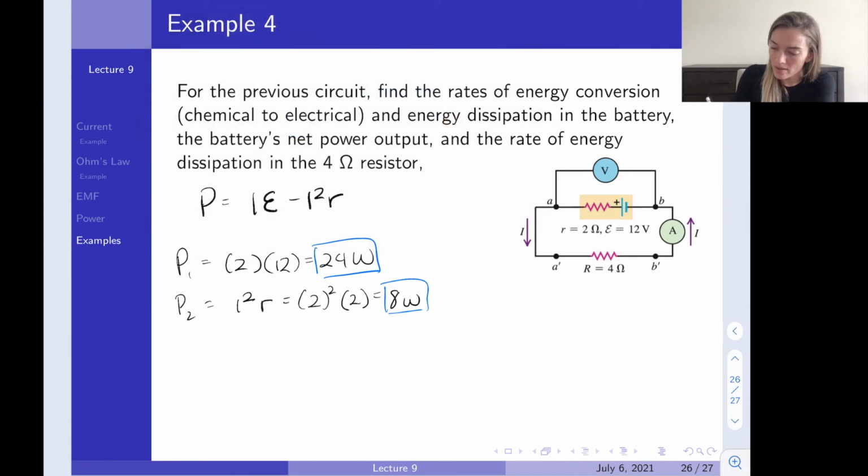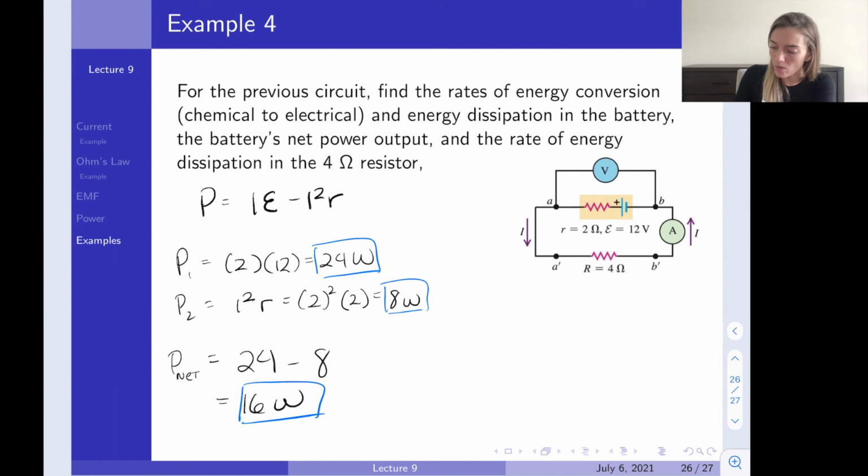And now the battery's net power output. The battery's net power output will be this whole thing, so it will be this minus this. P net, we'll say, is 24 watts minus 8. The battery itself can convert 24 watts of chemical potential energy to electrical energy, but it loses 8 of those because it has some amount of internal resistance. So once you're out of the battery, essentially what you see is this 16 watts of power output.